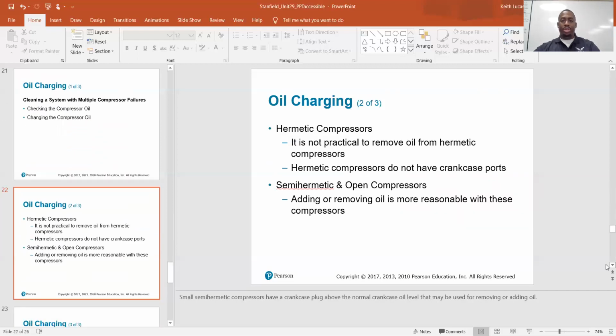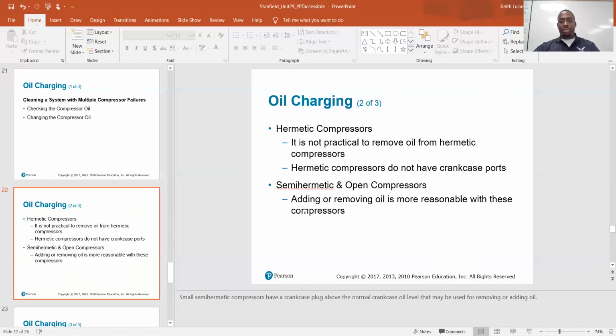Oil changing, hermetic compressors. It is not practical to remove oil from hermetic compressors. Hermetic compressors do not have crankcase ports. This is why I have not done a whole lot of oil changes, because the equipment I work on the most, residential and light commercial, are all hermetic compressors. Semi-hermetic compressors, with those heads you can remove to get in there and work on them, are the kind you would do repairs or oil changes on.